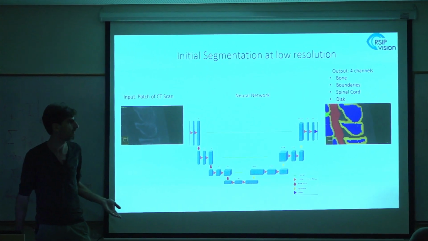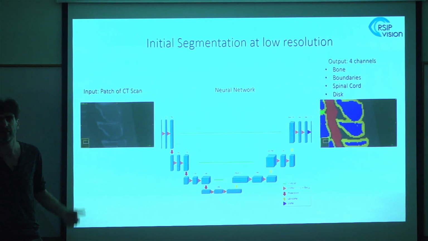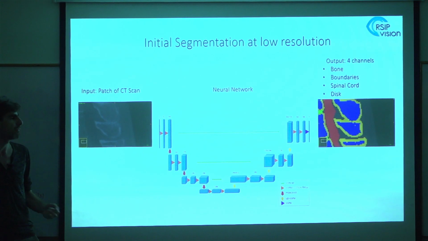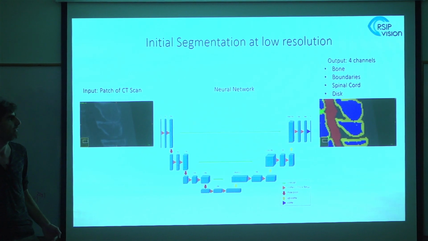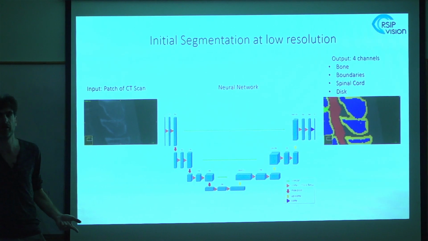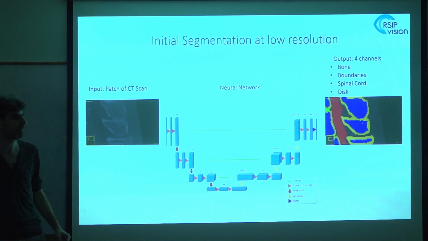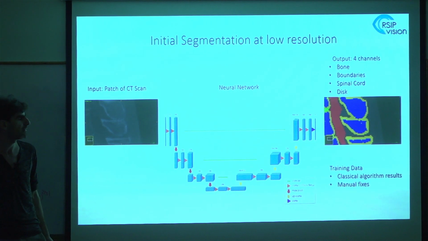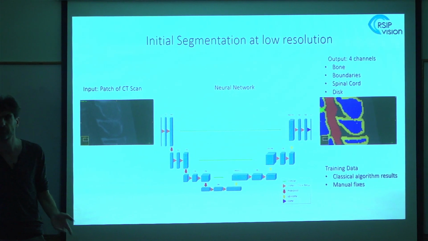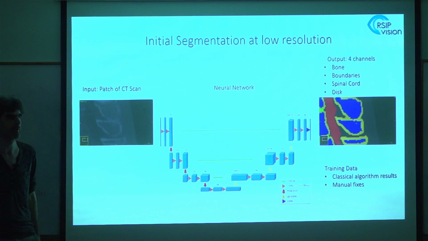We don't really care about all the other things that I showed you in the previous classical algorithm, the spinal cord, the disc, etc. But what we found is that it's much better to actually train the neural network to segment all of these areas. So we have bone, we have boundaries, sort of the cortex of the bone, the outer surface of the bone, and we also are forcing the neural network to learn to find the discs and to find the spinal canal itself. And again, the training data, we can generate it mostly automatically and just fix it up a little bit by hand using manual tools.